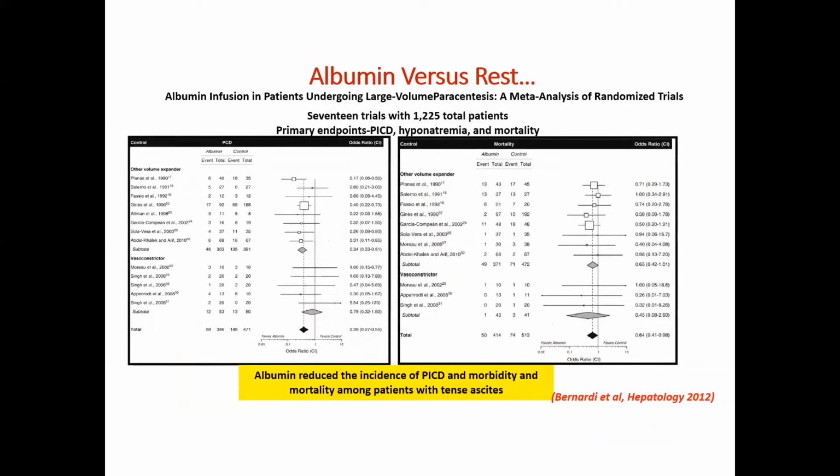This is a meta-analysis in which Bernardi included all the published studies, 17 studies, including 1,225 total patients, and they compared the development of PICD and the mortality. The PICD was slightly more in the non-albumin group, hence they concluded that albumin is superior to the other vasoconstrictors in the prevention of PICD and mortality.